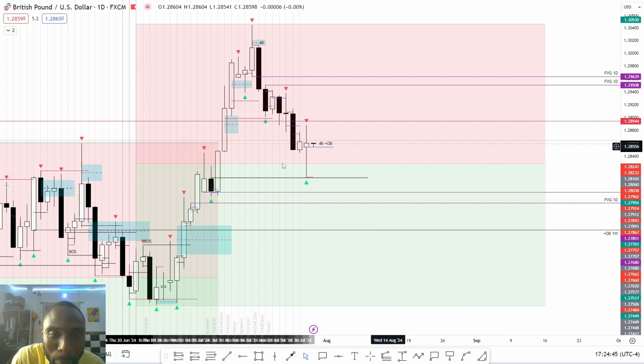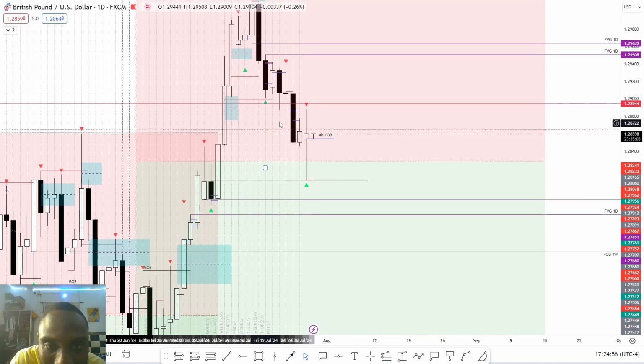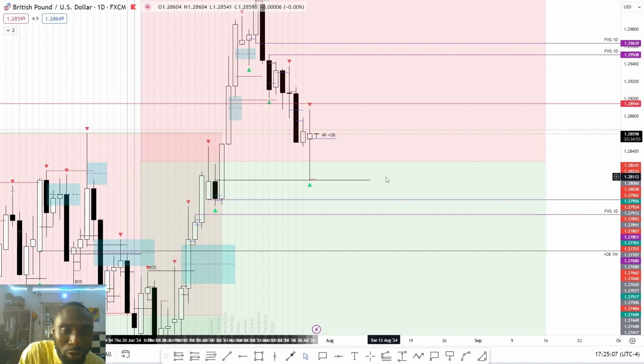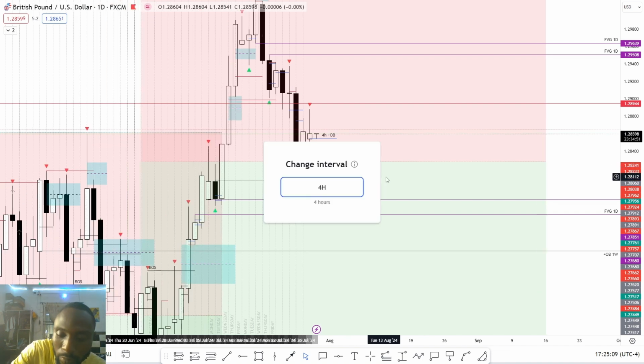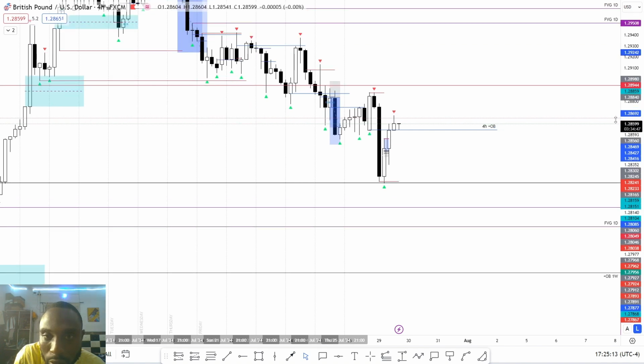And what did price do? I think first of all, price came to this gap. It filled this gap here because there's a slight gap here, a very small gap. Price filled it, came down to this OB and came up again. But let's go to the 4 hour and see what happened.